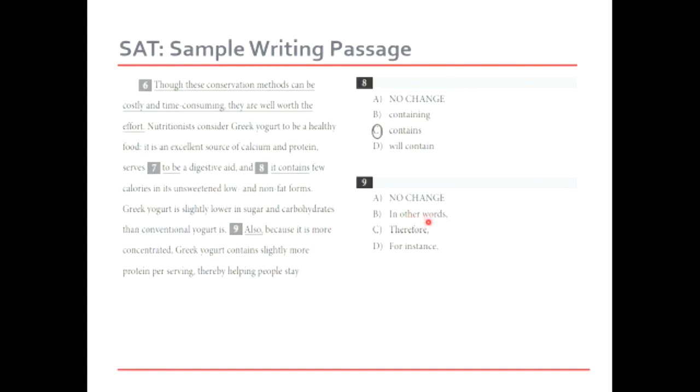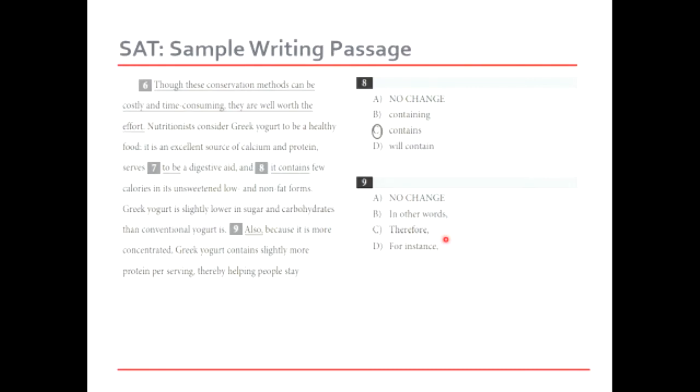If we look at the other options, B, in other words, C, therefore, and D, for instance. In other words, we are not stating something that relates to the previous sentence. We are stating another health benefit of the Greek yogurt. So, "in other words" does not make sense over here because we are stating something different from the previous sentence. So, this transitional word won't do. Then option C, therefore.